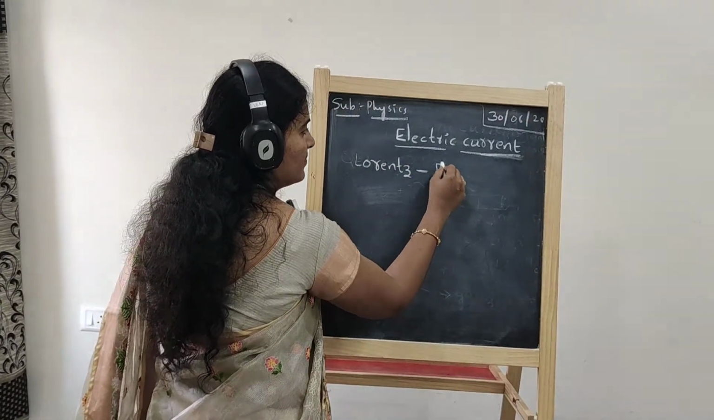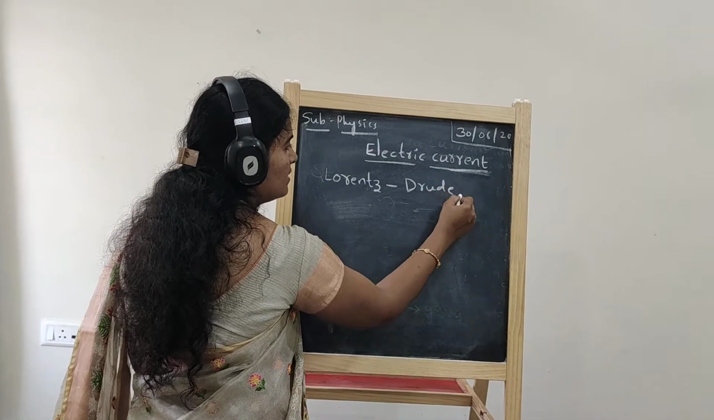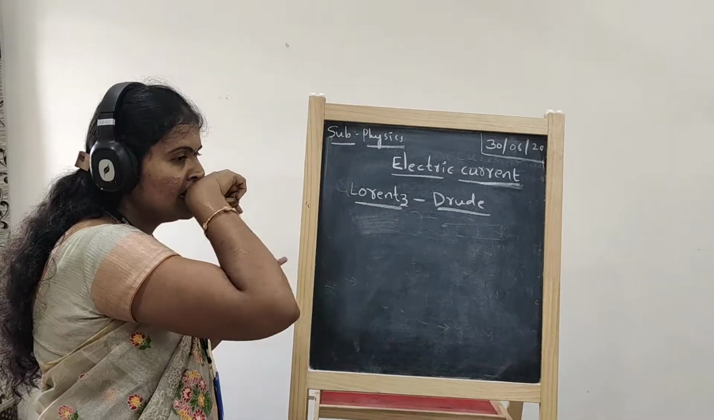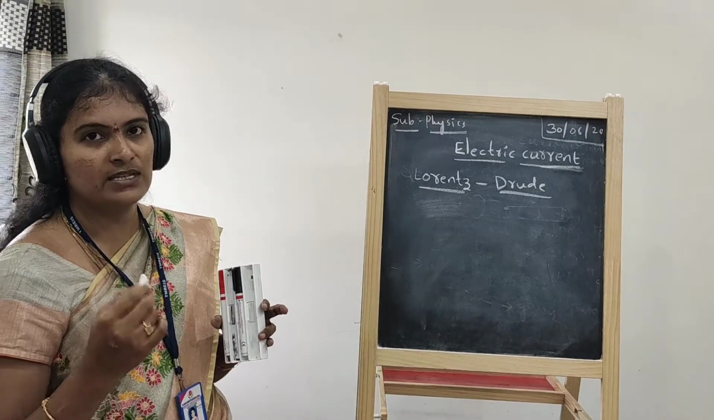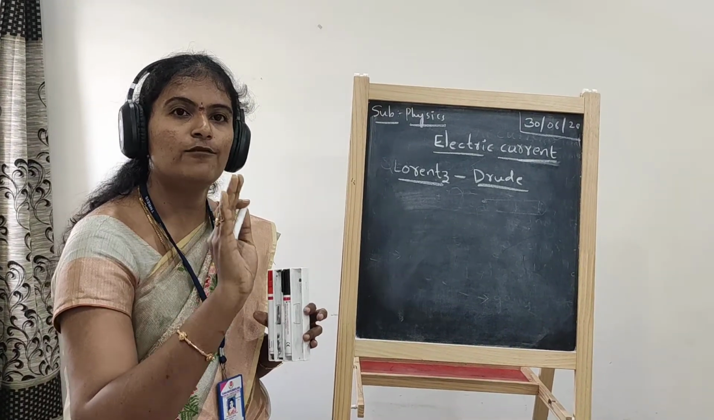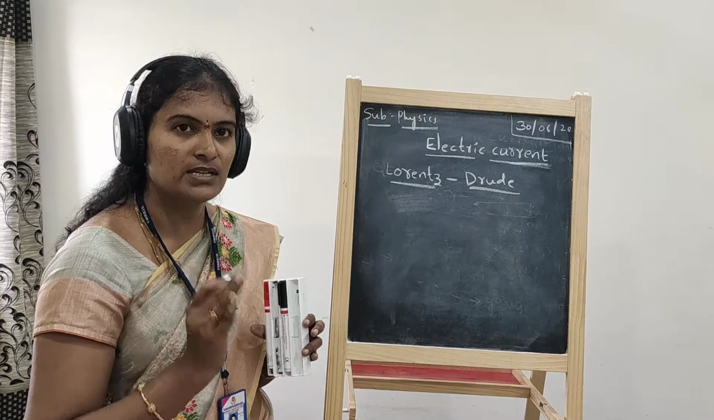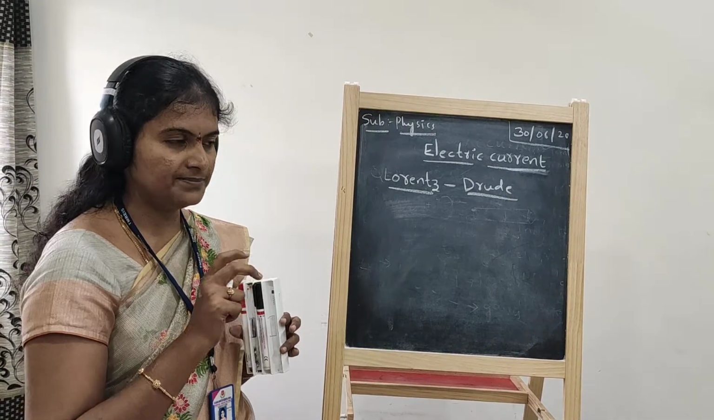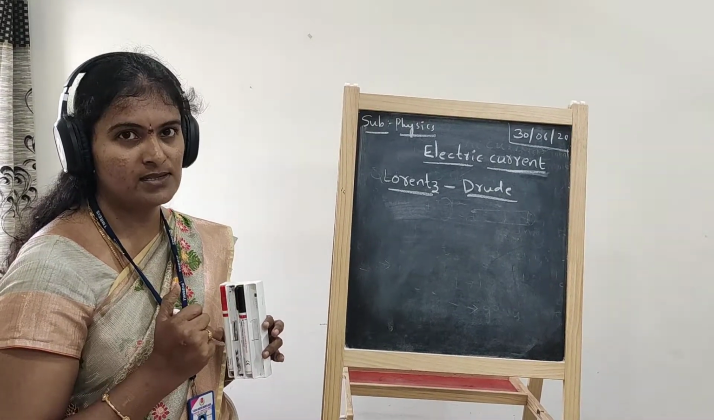Lorentz-Drude. That is called Lorentz-Drude theory. What is Lorentz-Drude theory? Clearly, you have to remember only 4 points in the Lorentz-Drude theory. What are those 4 points?